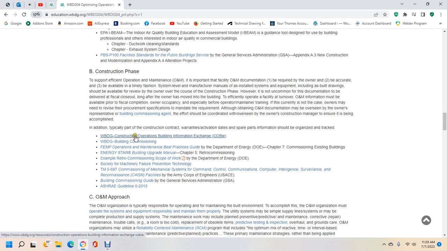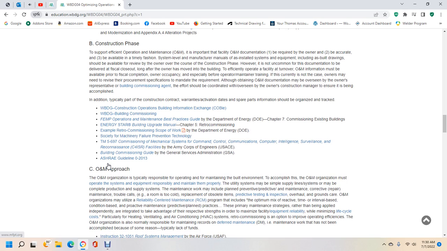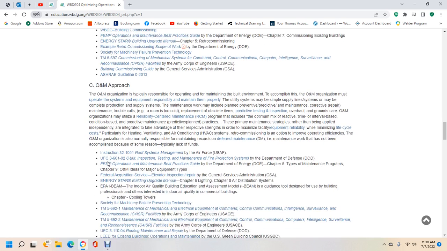Additional resources: Whole Building Design Guide, Construction Operations Building information exchange, building commissioning, the FEMP Operation and Maintenance Best Practices Guide, the Energy Star Building Upgrade Manual, an example of a retro-commissioning scope of work, the Society for Machinery Failure Prevention Technology, TM 5-698, TM 5-697, commissioning mechanical systems for C4ISR facilities, Building Commissioning Guide, ASHRAE Guideline 0-2005.